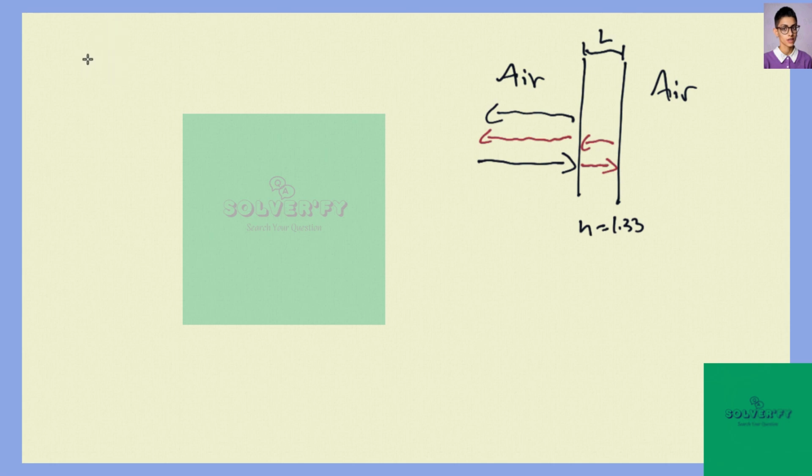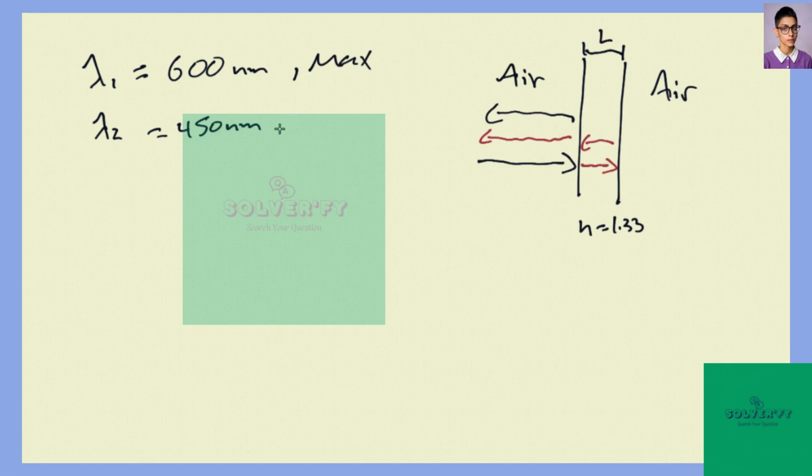We're told that for two different wavelengths, which I'll call lambda 1 and lambda 2, which are given as 600 nanometers and 450 nanometers, that at lambda 1 we have a max, and at lambda 2 we have a min, and that there are no max or min between them. So these ones are in sequence, right? You can imagine you've got a maximum and a minimum, and so these are one right after the other.